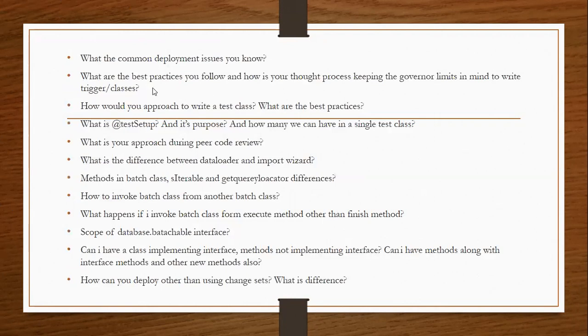What are the common deployment issues you know? What are the best practices you follow, and what is your thought process keeping governor limits in mind to write triggers and classes? How would you approach writing test classes? What are the best practices? What is the @testSetup annotation, what is its purpose, and how many can we have in a single test class? What is your approach during peer code review?